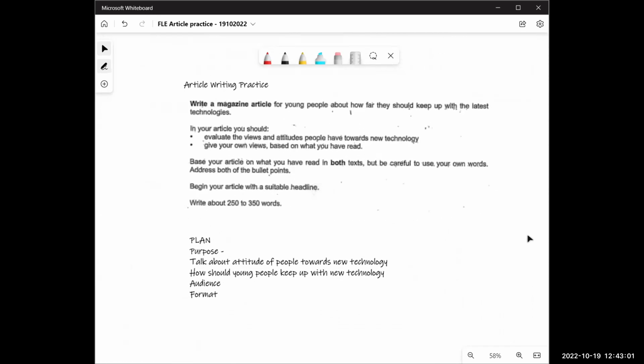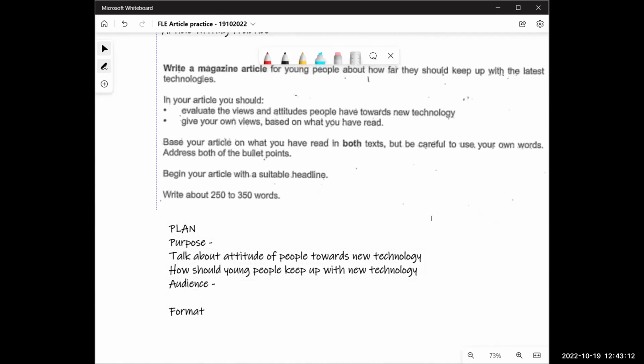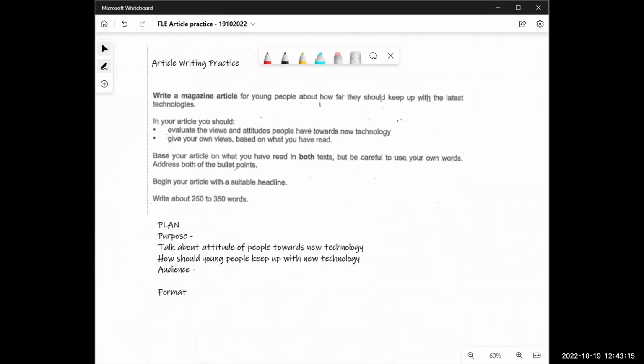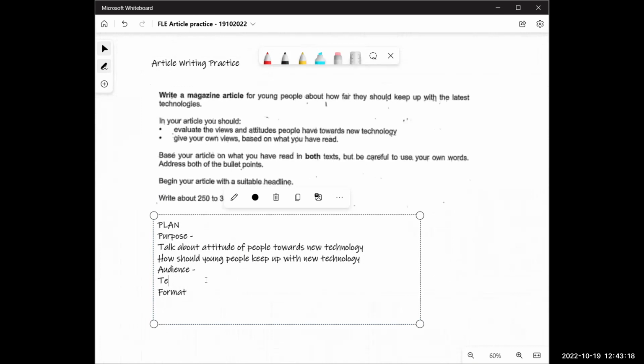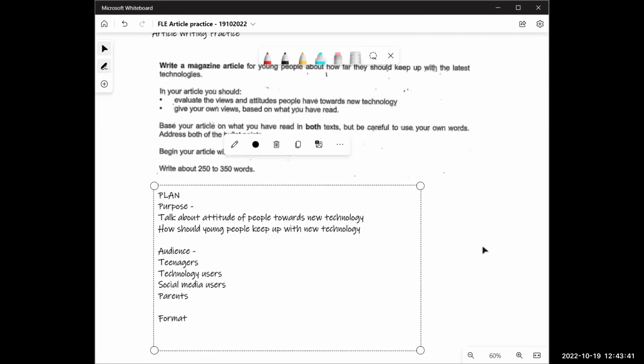Whenever you're writing something like this, our job is to first have ourselves a plan. The audience: who are the audience for this? Since you're writing for teens, this is a magazine. Teenagers, phone users, mobile or technology users, social media users. You can also say parents, because it's parents who are going to read articles about their children.